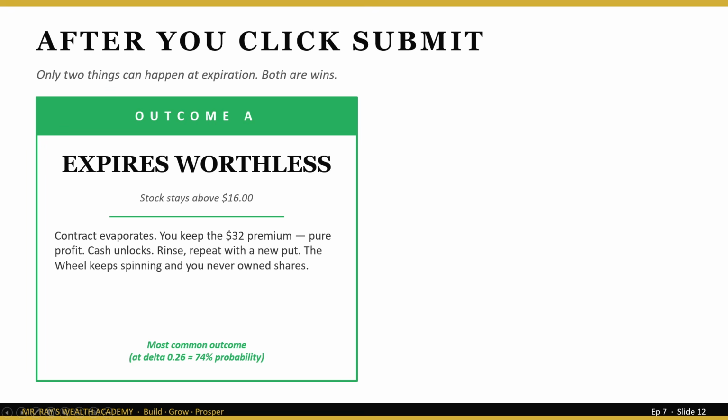Two things can happen after you hit submit, right? The first thing that can happen is it expires worthless. That is, the stock stays above the $16 strike price. We collect the premium, we keep the premium, and it expires worthless, and then they release our funds. Okay, and so we just go back and we do it again, right? That's what we're looking for. And so the most common outcome based on what we've selected is we've got a 26 delta. If that's what we selected, then we got a 74% chance that it's going to expire worthless.